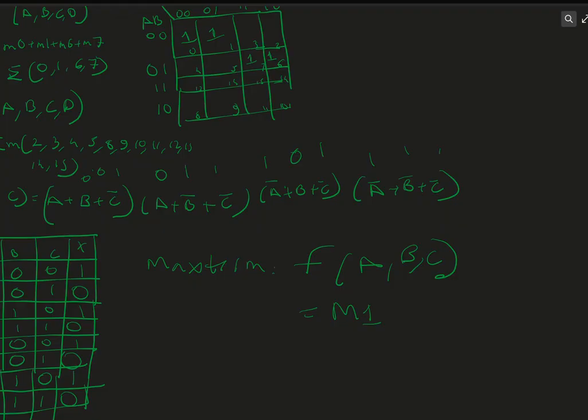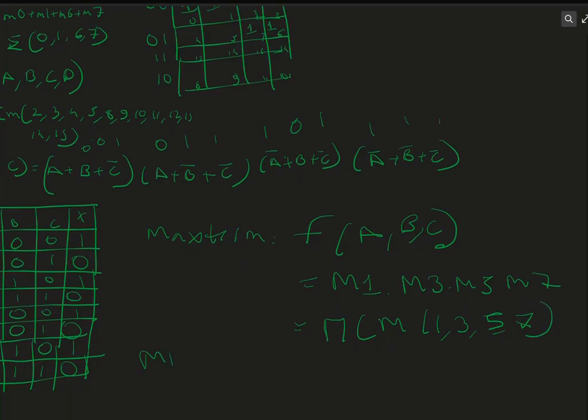Okay, so max term is when the output is 0. Output is 1, sorry, sorry. Output is 0, yeah, for POS. And for M7, that's the max term. You just gather the ones that have been 0. Okay, for min term, it's the outputs that have been 1, sorry.